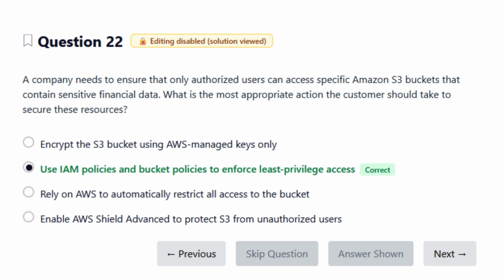Why the other options are incorrect. Encrypting the bucket protects data at rest but does not control who can access it. Relying on AWS to automatically restrict access misunderstands the shared responsibility model. Customers configure access. AWS Shield Advanced protects against DDoS attacks, not unauthorized user access. For the exam, remember: access control equals IAM plus resource policies. Encryption does not equal access management.